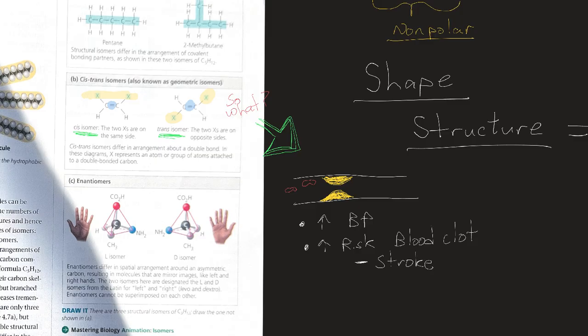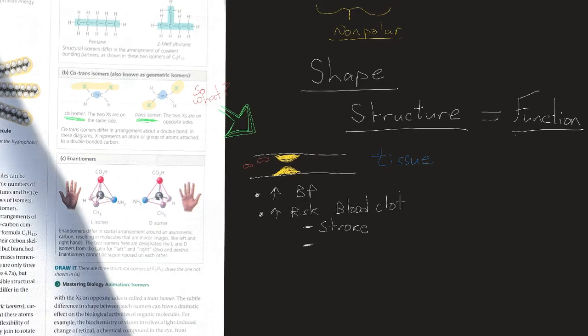Because that's going to kill whatever cells are over here, whatever tissue is over here, it's not going to get any blood. Those cells are going to die. And that's what happens to someone with a stroke. The cells die on the other side of the blood clot.